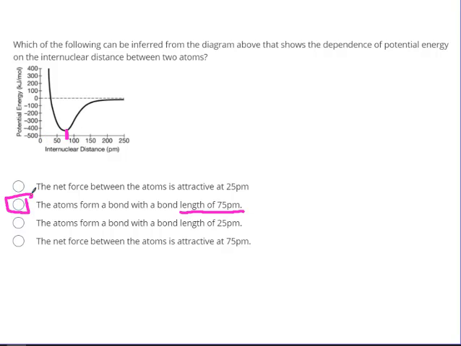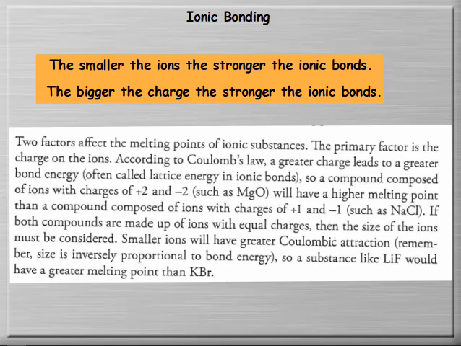So the second one. To figure out the strength of ionic bonds, though, we're going to look at size of ions and charge. First, we look at charge. The bigger the charge, the stronger the ionic bonds. Then we look at size. The smaller the ions, the stronger the bonds. You can read the paragraph below, but it's summarized in the orange section above.